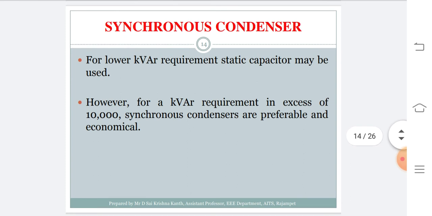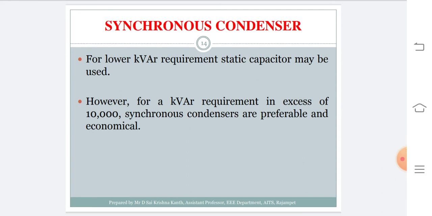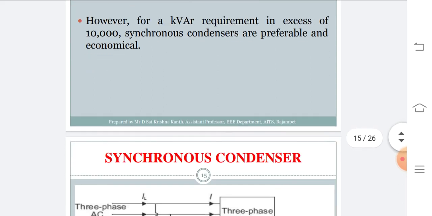For lower ratings, for lower requirements, that is for 3 MVAR or 2 MVAR of reactive power, we can go ahead with static shunt capacitive compensation. However, the major requirement of 10 MVAR and above can be met with the help of synchronous condensers. These are economical for only 10 MVAR and above. For less than 10 MVAR, it is best to employ static shunt capacitive compensation.